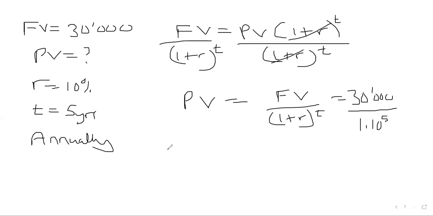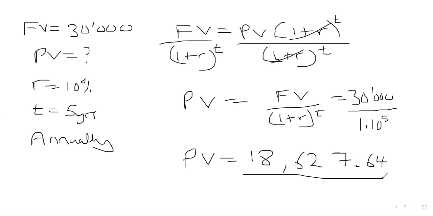The future value is usually bigger than the present value. So we're going to have 18,627.64. So this is how much you need to deposit now if you want to grow to 30,000 in a period of 5 years.